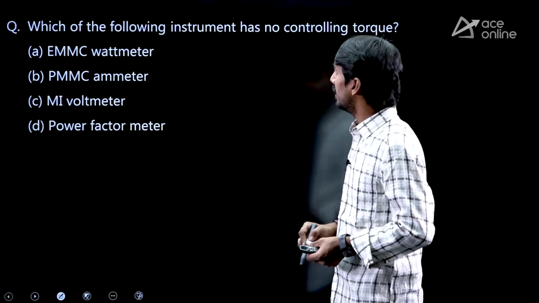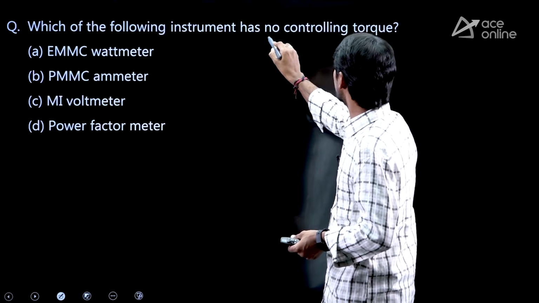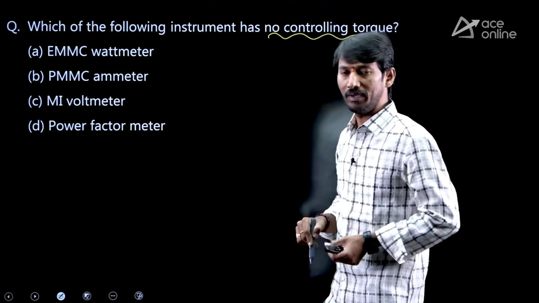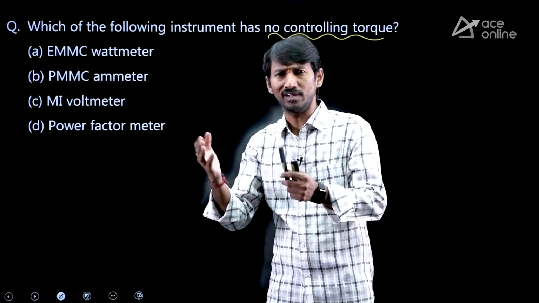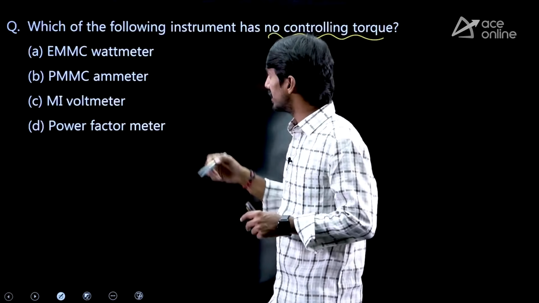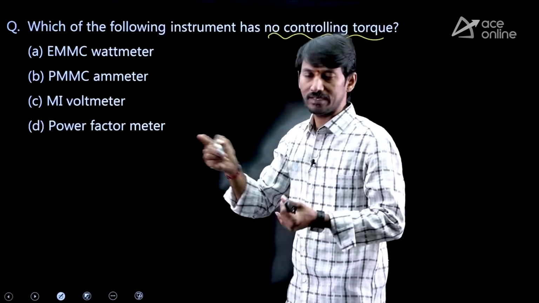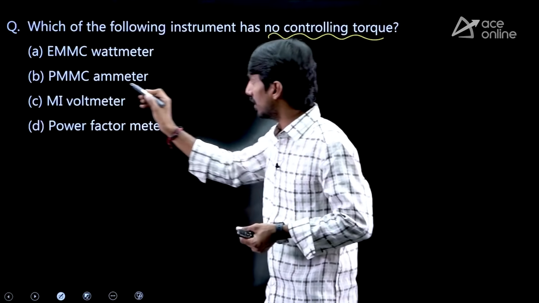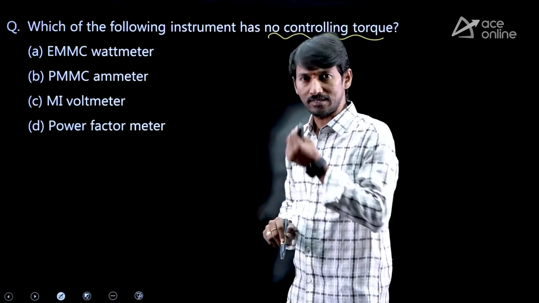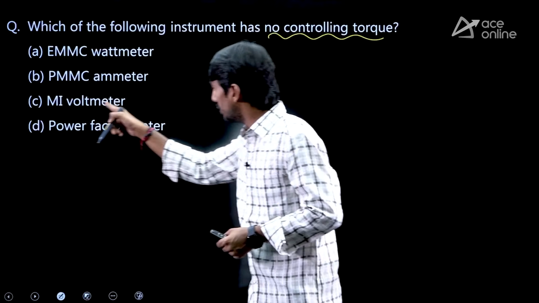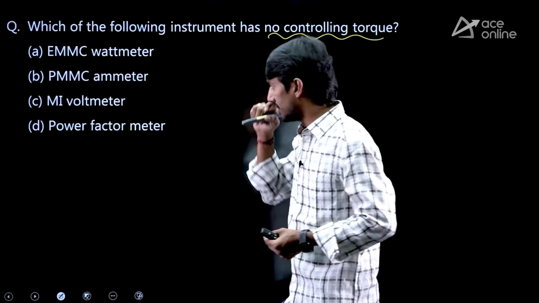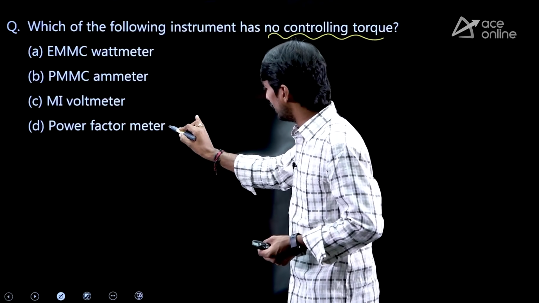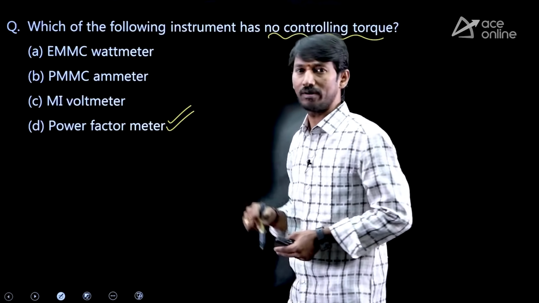Next question. Which of the following instrument has no controlling torque? Means the controlling mechanism like spring control mechanism is not present. What is it? EMMC wattmeter, yes, controlling mechanism is there, controlling torque. PMMC ammeter, yes, controlling torque is there. MI voltmeter, controlling torque is there. Power factor meter, yes, controlling torque is not there.